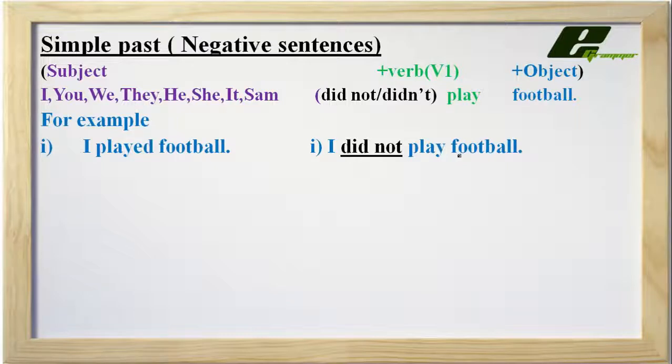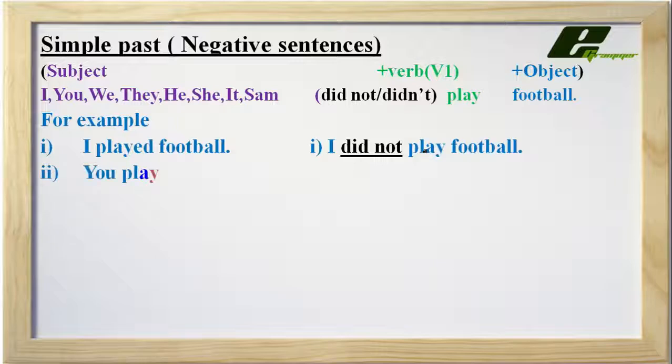What I have done here is I wrote this sentence as it is, but I made a small change in that. I add did not exactly after the subject, and I use the base form of the verb. So instead of played, I use play, and that sentence becomes negative in simple past. You have to keep this in mind. We can use this form only in simple past tense.